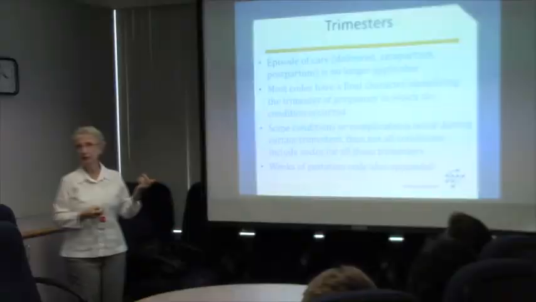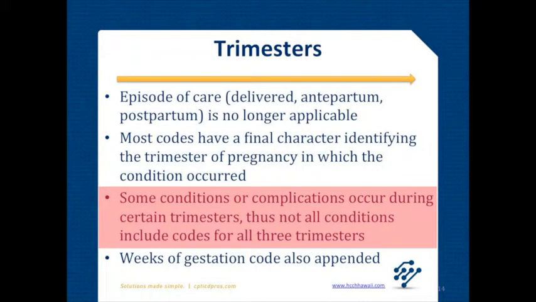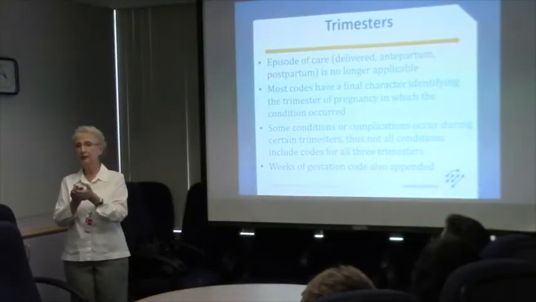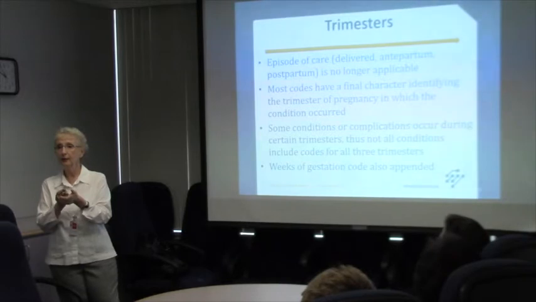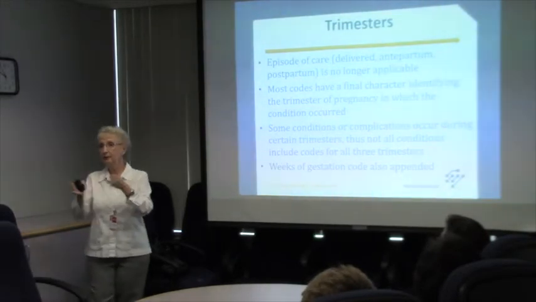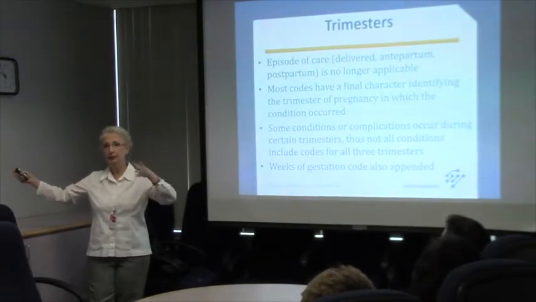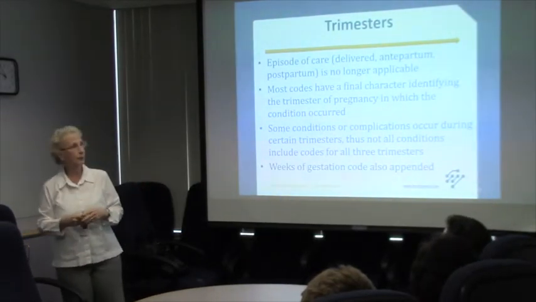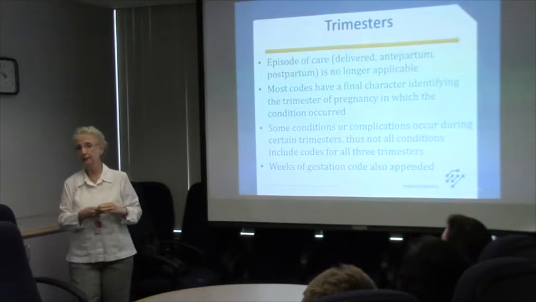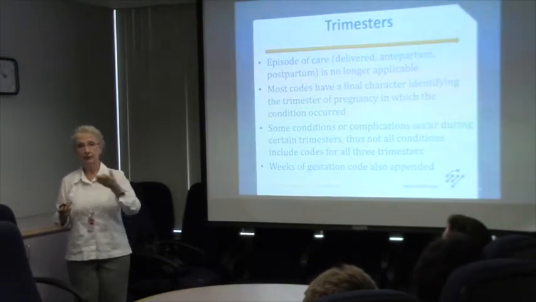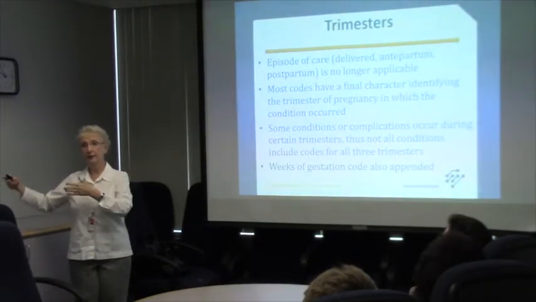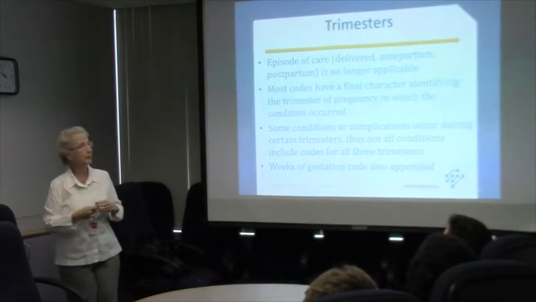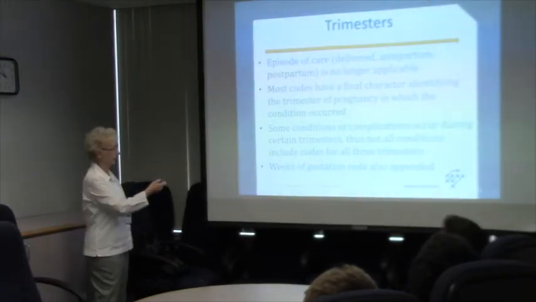There are some conditions where the complication can only occur at one point during the pregnancy, for example, during delivery, maybe a third-degree laceration, tear. If it can only happen during delivery, you won't have all the options, obviously, because it couldn't be ante or post, it will just be delivery. But for many of the codes, let's say hemorrhoids, it could be at any point, before, during, and after, right? So all of those codes will have options for the trimesters.